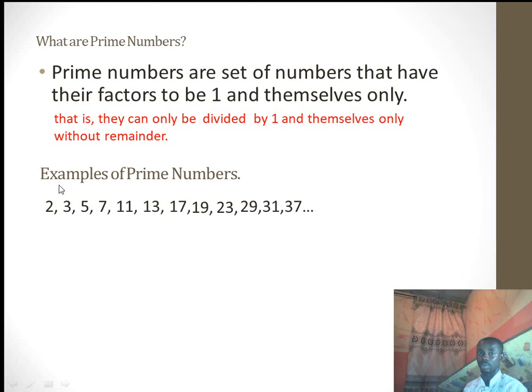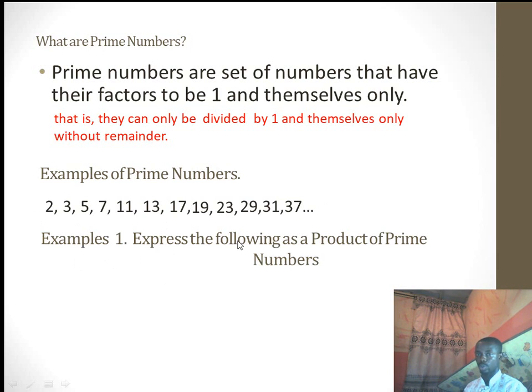So we're going to be limiting ourselves to this range of numbers from 1 to 40. So this set of numbers are the prime numbers we have between 1 and 40. We'll take a few examples. We want to express some numbers as a product of prime numbers. So we'll be expressing 12 as a product of prime factors or prime numbers. We're expressing 18 as a product of prime factors or prime numbers. We're going to be expressing 24 as a product of prime factors.